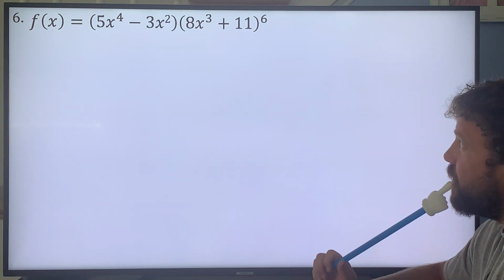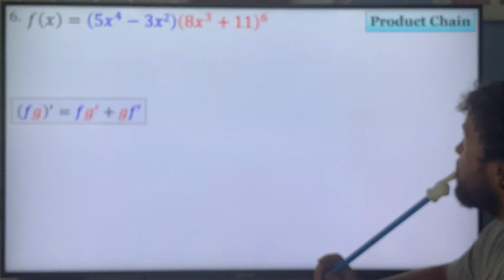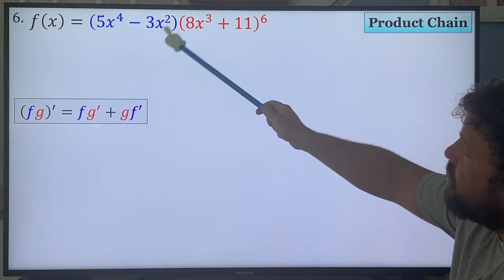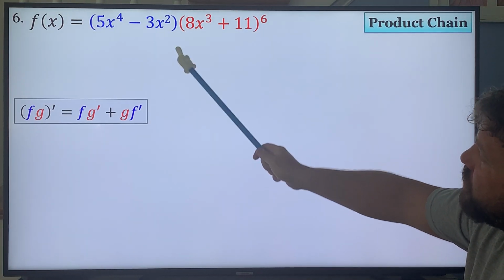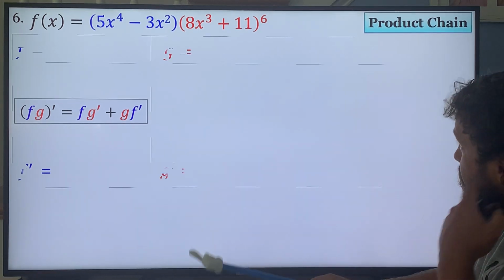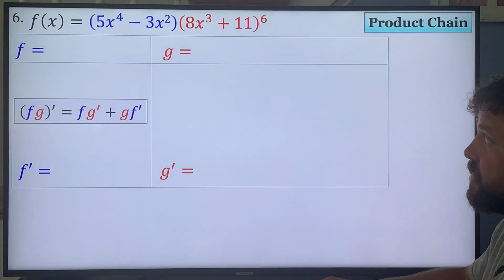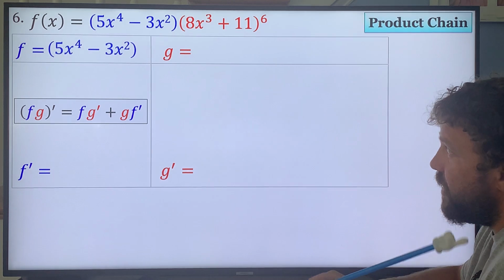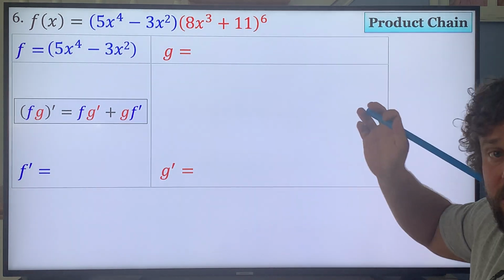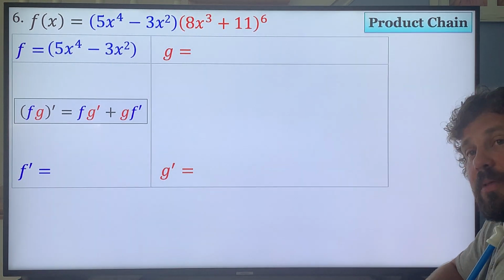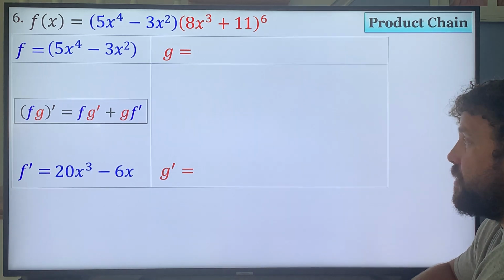So what is your first step here? There's your hint. Product in a chain. So are we doing chain rule first or product rule first? Product rule. You're multiplying an f and a g to each other. Our f is our first function, 5x to the fourth minus 3x squared. Our g is our second function, 8x cubed plus 11 to the sixth power.